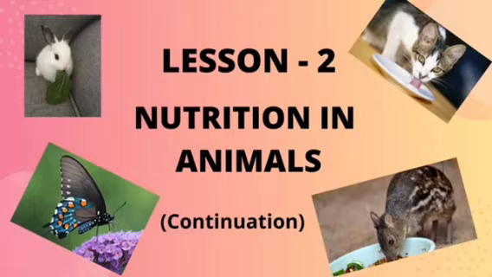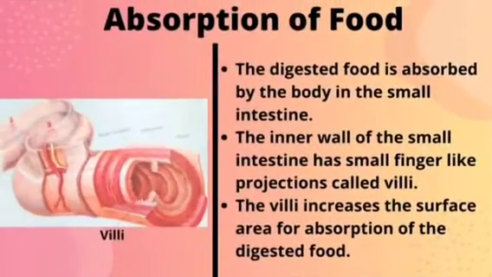In the previous class, we had learnt how the bile juice, the pancreatic juice and the intestinal juice complete the process of digestion in the small intestine. Now once the digestion is complete, what is the next process? The next process is absorption. Let us see how it happens and where it happens.